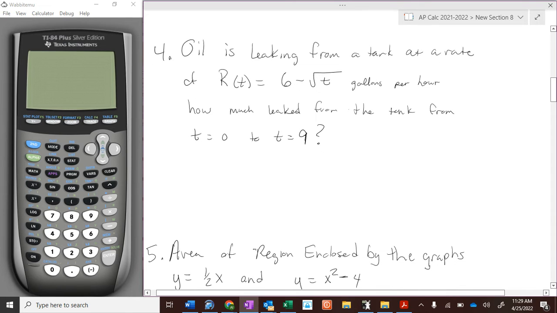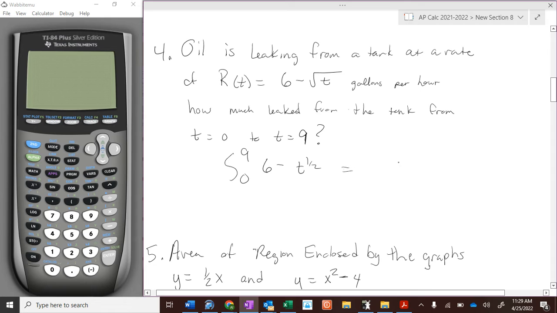Oil is leaking from a tank at a rate of R sub t equals 6 minus the square root of t gallons per hour. How much leaked from the tank from time equals 0 to time equals 9 hours? Put it in the calculator. Because you're integrating from 0 to 9 of 6 minus t to the 1/2 power.